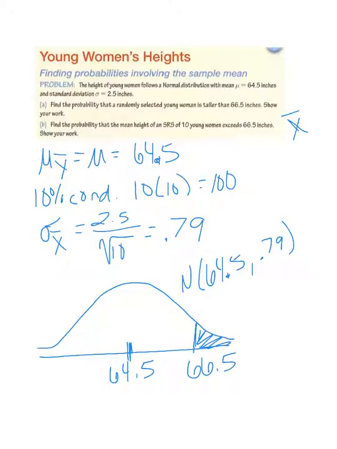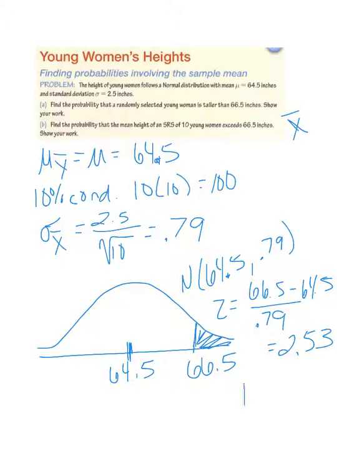I can do a z-score situation again. This time, though, my z-score is divided by 0.79 instead of the 2.5 that it was before. So 66.5 minus 64.5 over 0.79 gives me a z-score of 2.53. So I can find the probability that they have a z-score greater than 2.53. Remember, that's 1 minus whatever you find in your table, or I can use my technology, my normal CDF.